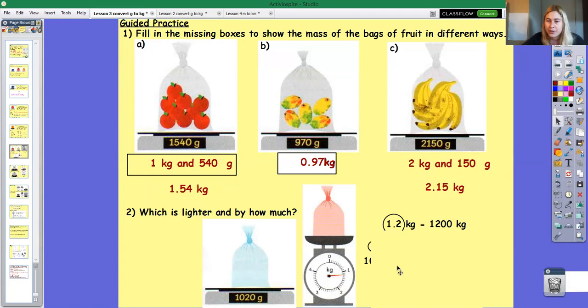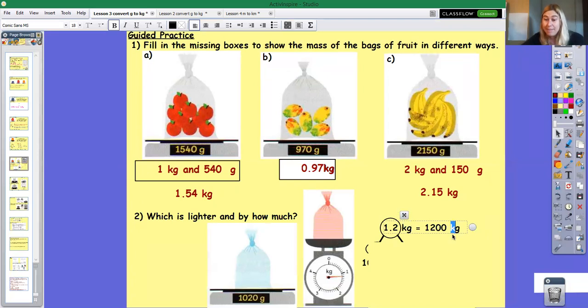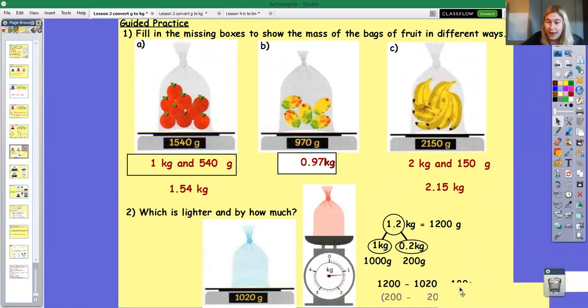So I'd need to first of all start by thinking about what this scale actually shows, and I can see that each little mark is 1/10 of the whole. So I've got 1 whole kilogram and then 2/10. Okay, so 1 whole and 2/10. Now I have written what that would be in grams quite easily, because I know that my 1 kilogram is 1,000 grams, and my 2/10 of a kilogram is 200 grams. So I've got 1,200 grams altogether.